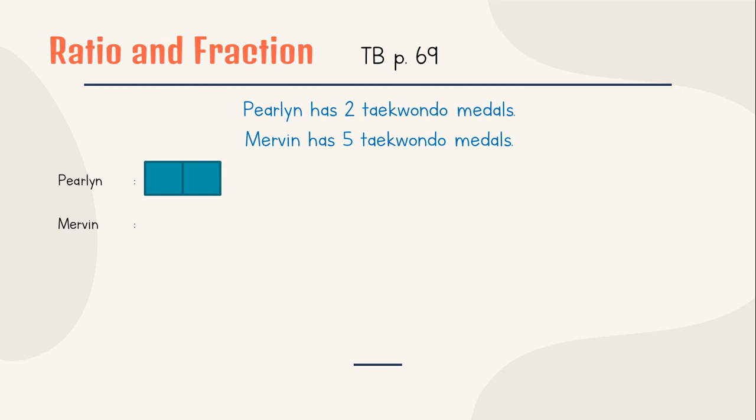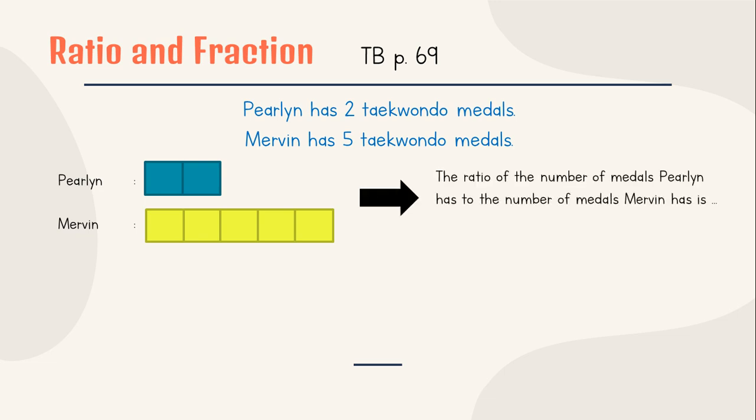How many for Berlin? 2 medals. How many for Mervyn? 3, 4, and 5. Now, for this one, we know that it can be a ratio. If we have a question, the ratio of the number of medals Berlin has to the number of medals Mervyn has, look at it. So Berlin first, after that, Mervyn. How many for Berlin? 2. How many for Mervyn? 5. So we can read this ratio as 2 to 5.